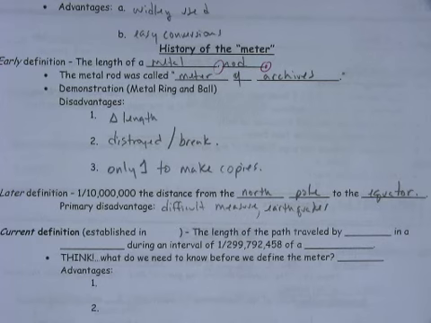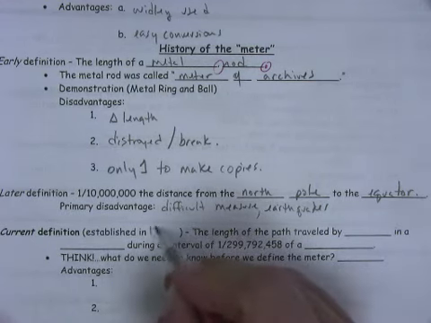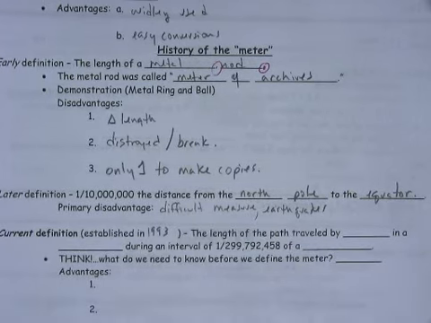An official rod didn't work because that changed with temperature. The distance between the North Pole and the equator changed a little bit, so that one didn't work. So they kind of came up with a different one. And this one they established in 1993, and it's the one that we currently use.